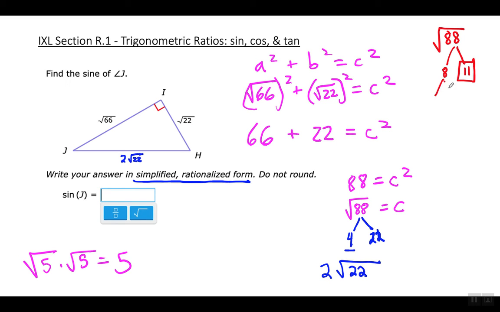I can break down 8 into 2 times 4. Okay, now is 2 a prime number? Yes, it is. Is 4 a prime number? No, it's not. So let me break it up into 2 times 2. Now everything I have in a little square are all the prime numbers that I can multiply to get 88. What I mean by that is if I multiply 2 times 2 times 2 times 11, I get 88. Trust me.